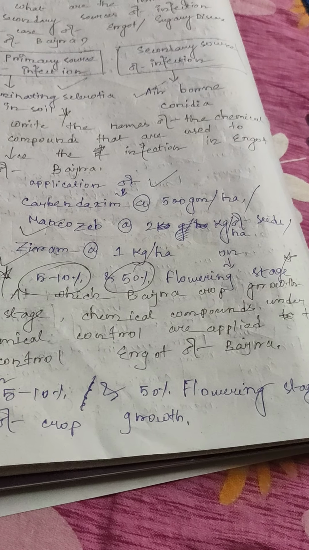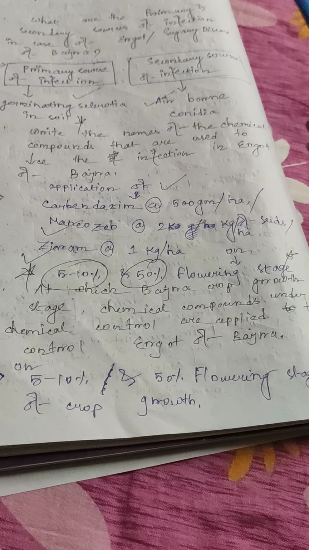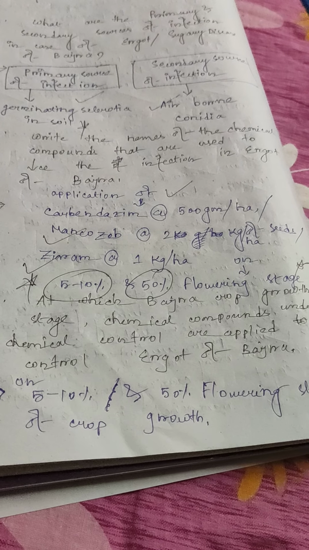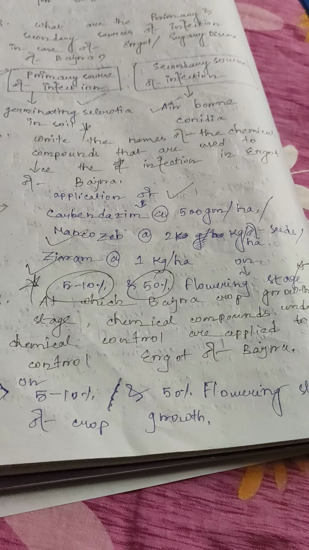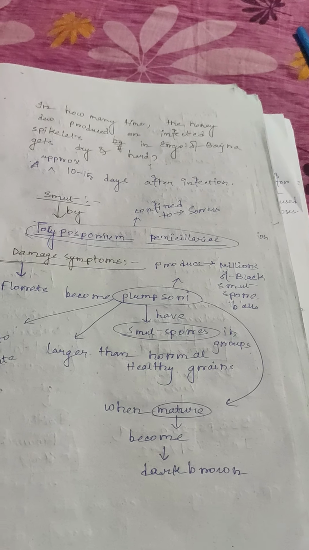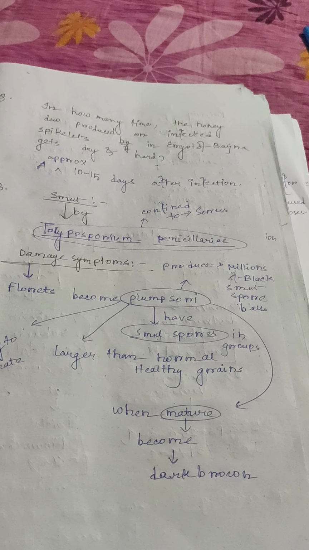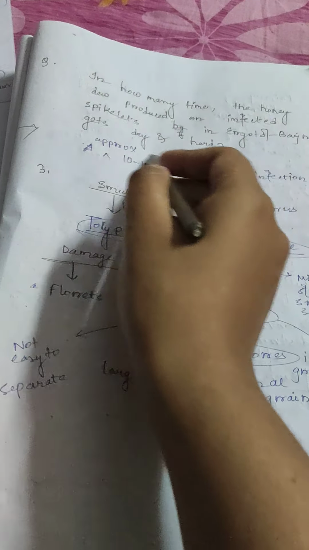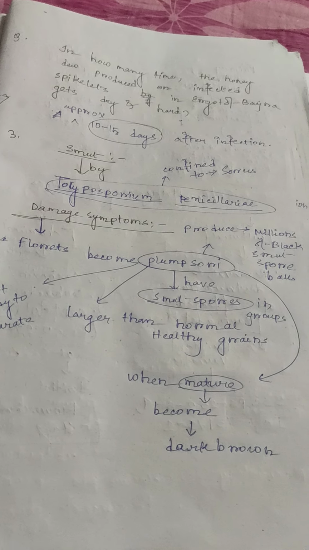At which bajra crop growth stage are chemical compounds under chemical control applied to control ergot of bajra? At 5 to 10% or 50% of flowering stage of crop growth. In how much time does the honeydew produced on infected spikelets in ergot of bajra get dry and hard? Approximately 10 to 15 days after the infection.